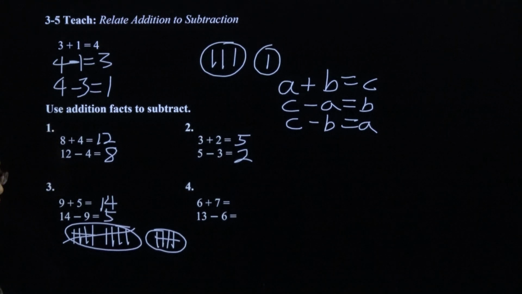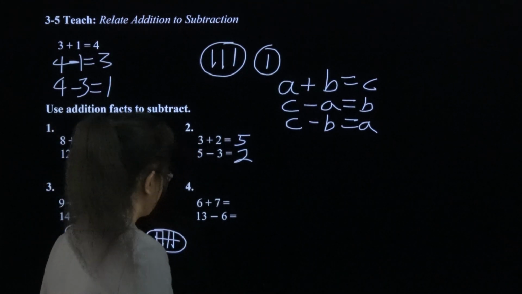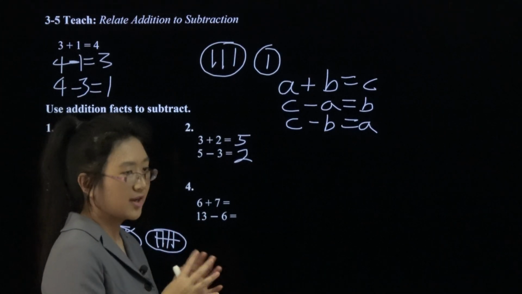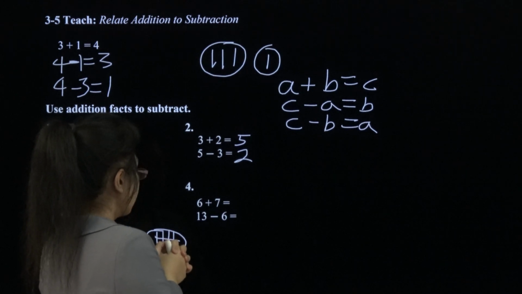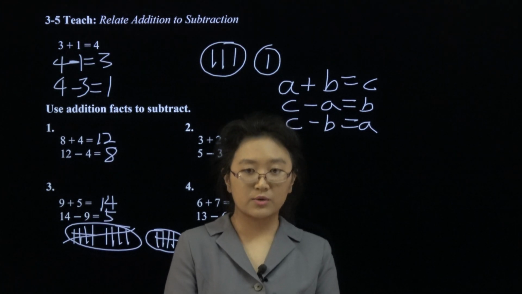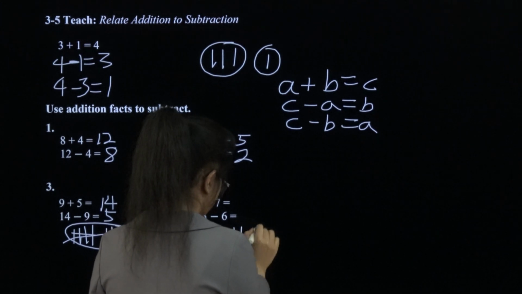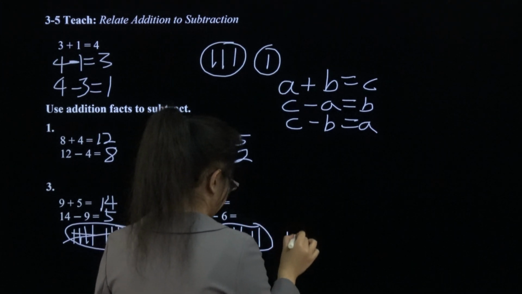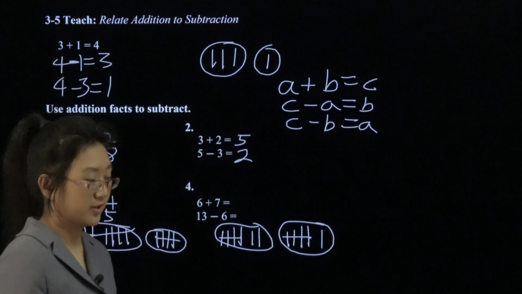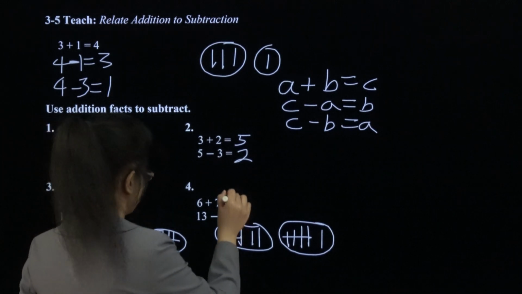These are called related addition-subtraction facts, which we will go over in the next section. Now, 6 plus 7. For those that remembered, 6 plus 7 is equal to 13. Please take the time to remember your addition facts. At least your single-digit ones, because those are the most important. Now we have 6 and 7, which equals 13.